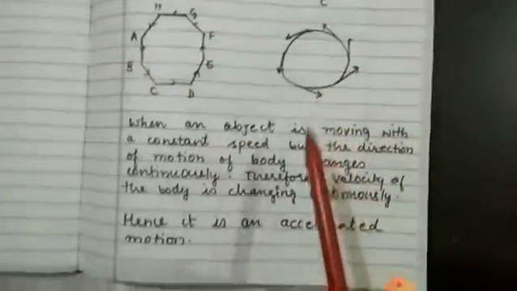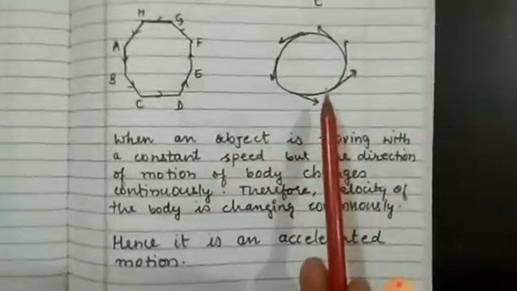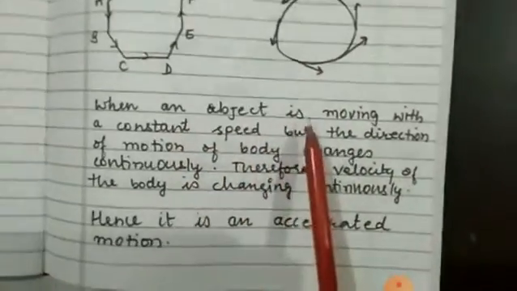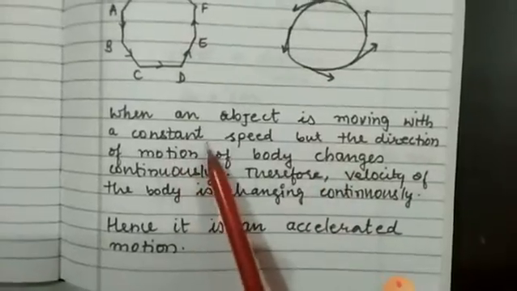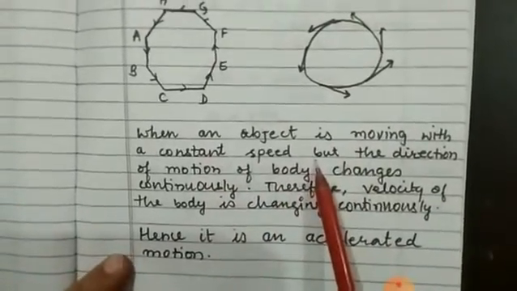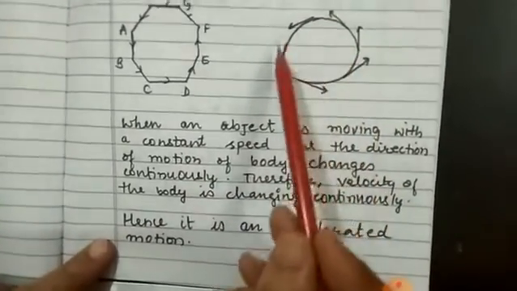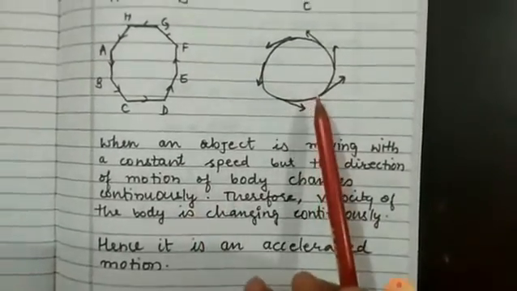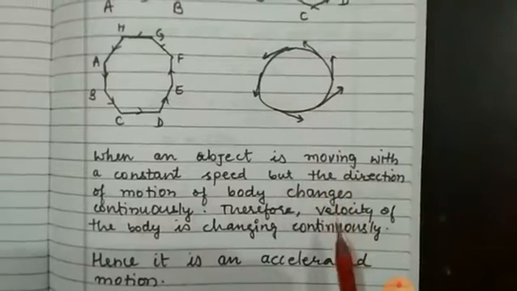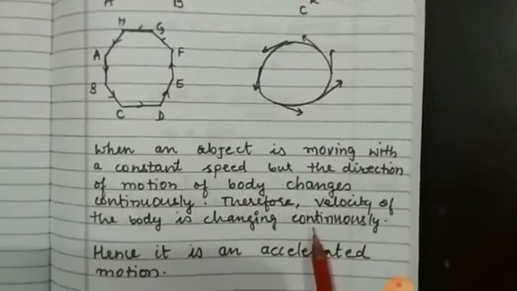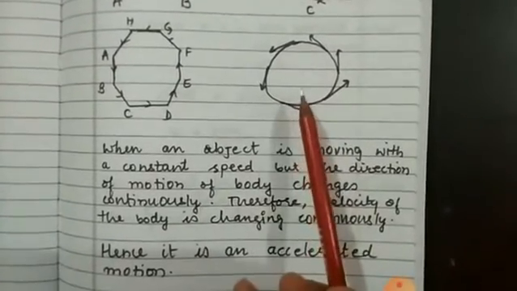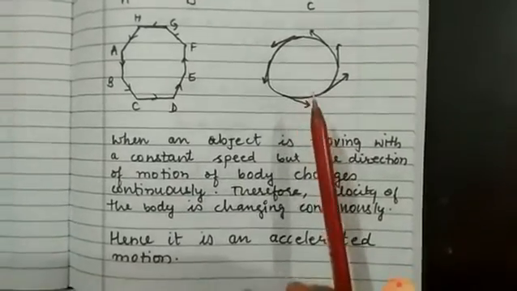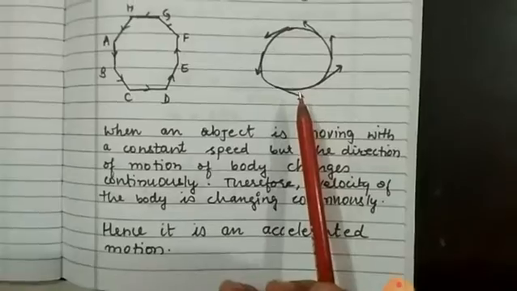Now, how will we define the uniform circular motion? When an object is moving with a constant speed but the direction is changing at every point continuously, due to the change in direction, the velocity of the object changes, and this type of motion is known as uniform circular motion.